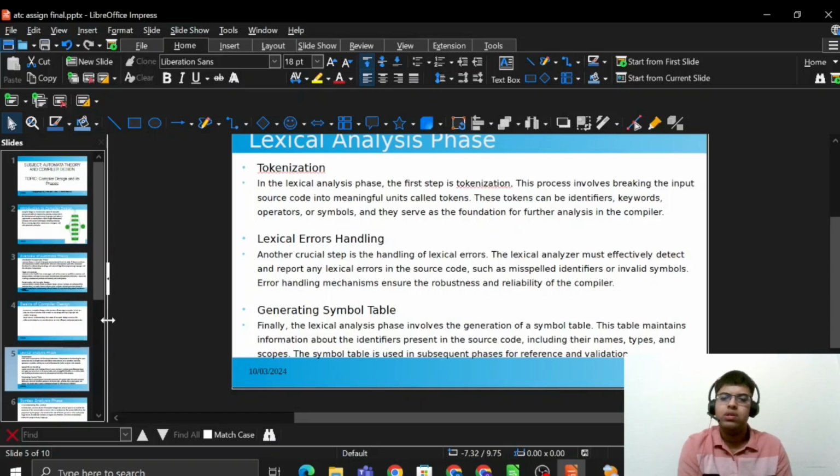Next one is symbol table generation. Here, it maintains the information of the identifiers present in the whole source code, including their names, types, and scopes. It is used in subsequent phases for referencing and validation.